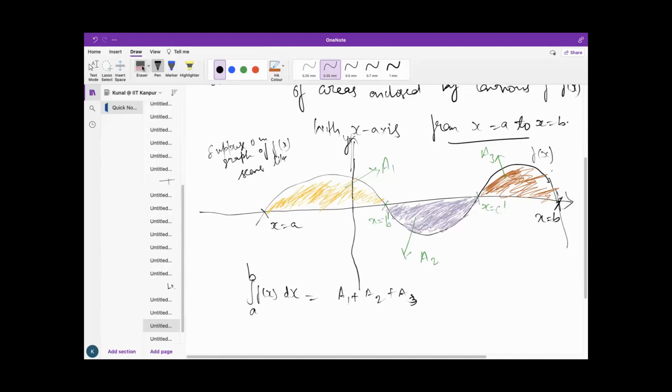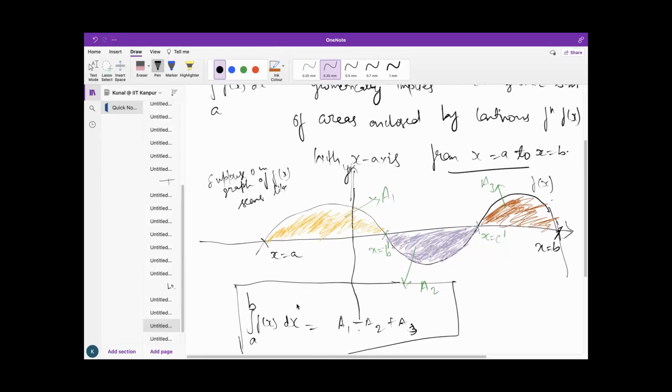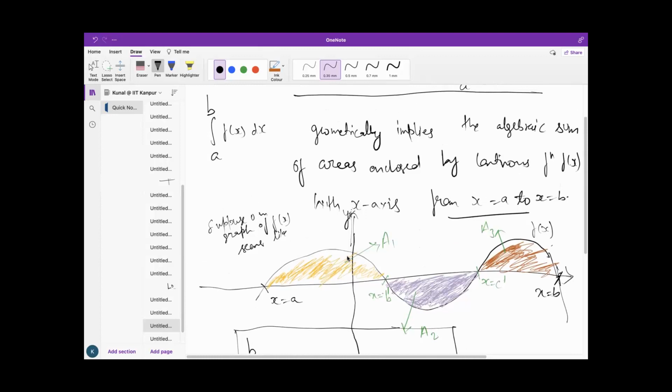Oh, sorry, I made a mistake here. There will be a minus, because it's an algebraic sum, no? It will be minus because it lies below the x-axis, so it will be subtracted. Okay, so this is our geometrical interpretation of the definite integral. Let me explain it again. What I'm trying to say is, first we assume the graph of f(x) looks something like this.